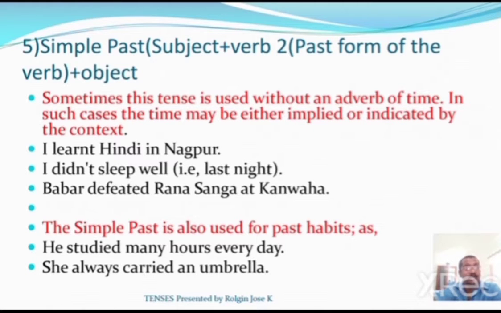Simple past is also used for past habits. Simple present is used to express habitual actions, and similarly, simple past is used to express past habits. He studied many hours every day. That means now it is not his habit. She always carried an umbrella. It was her habit. Now it is not there.